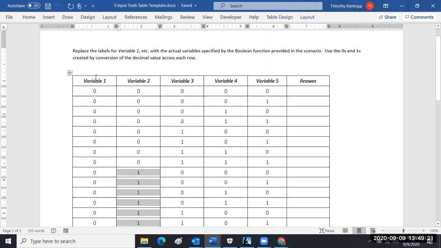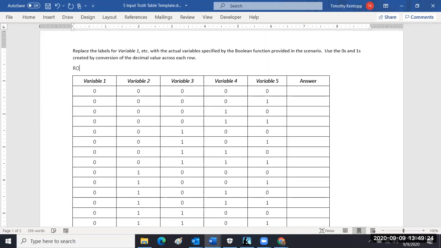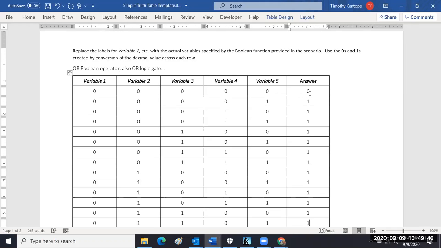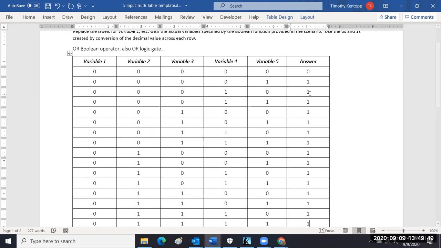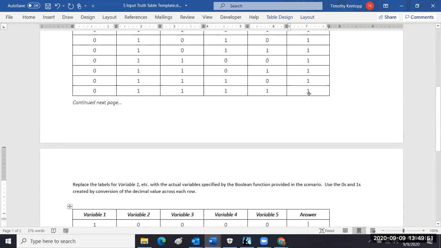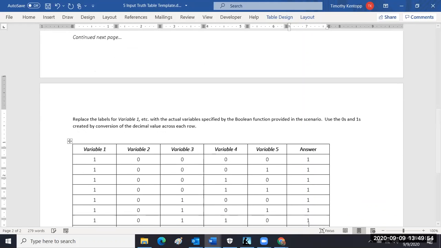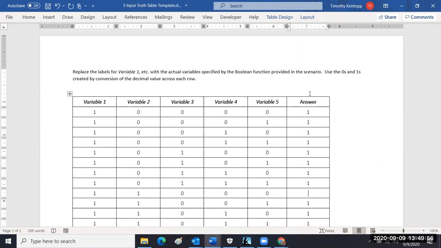What's my answer for OR here? Not rocket science, come on. 0. Yep, why? Because all the inputs are 0. Same thing. 0 and then all ones. Whoops, I missed one.